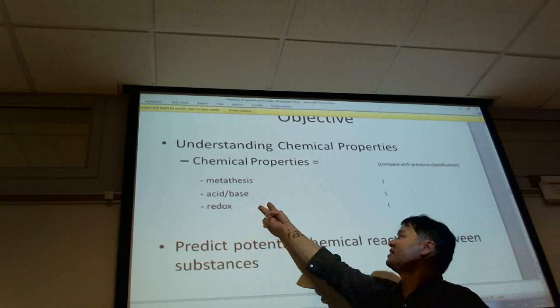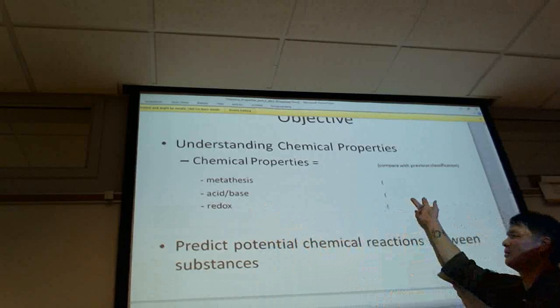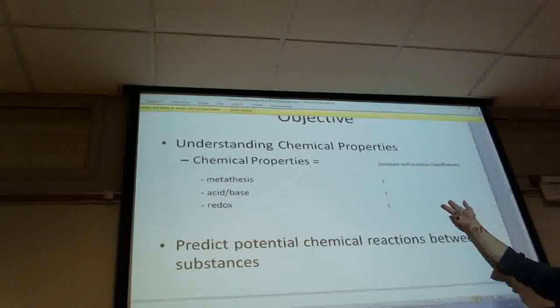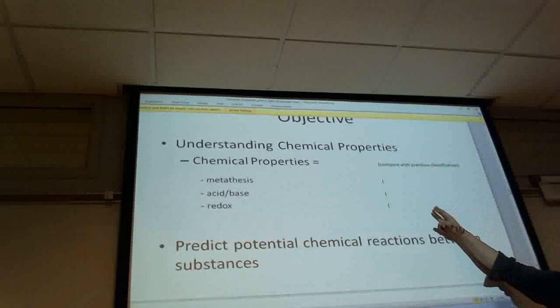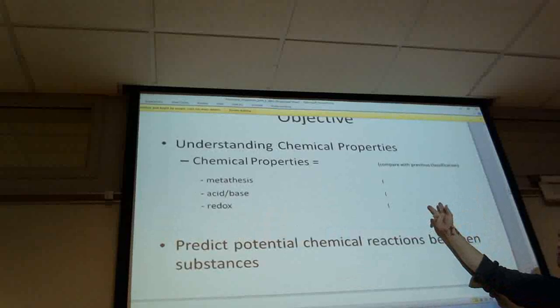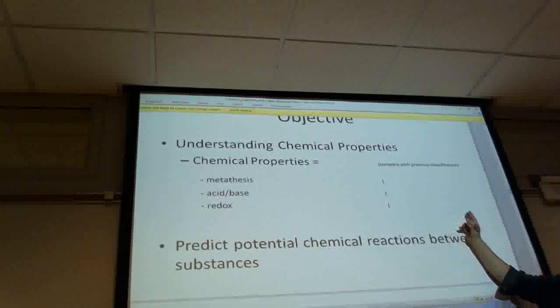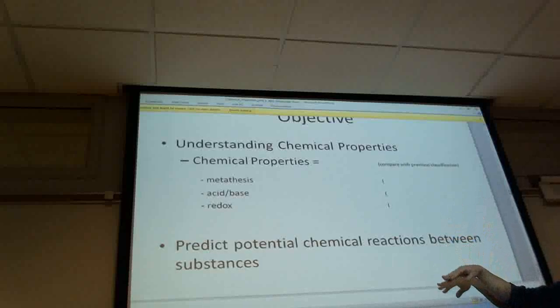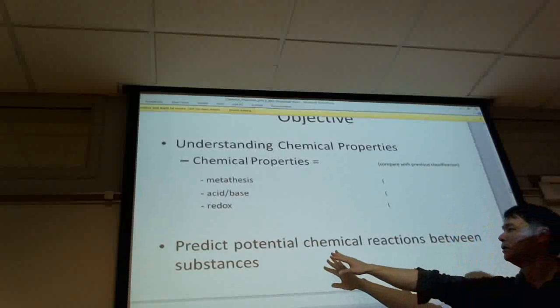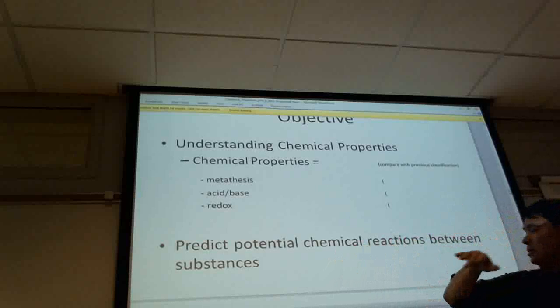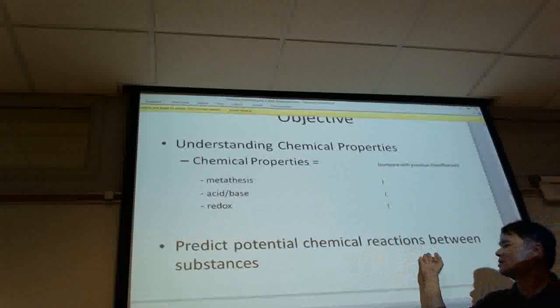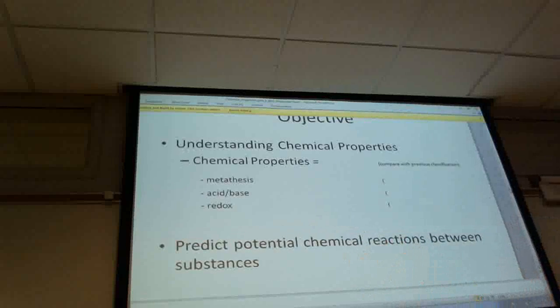For acid-base reactions, we have your basic neutralization, titration, but we have others as well. For redox, we have single replacement, combustion, etc. And so this is a comparison with previous classification if you want to fill that out. And so all this just to predict potential chemical reactions between substances.